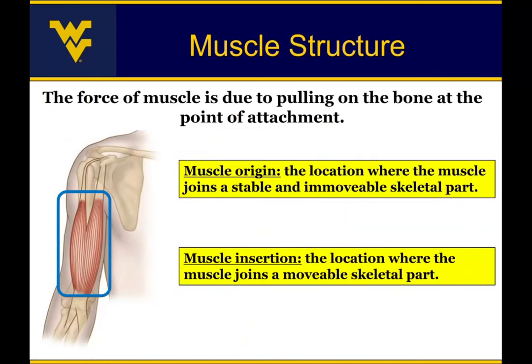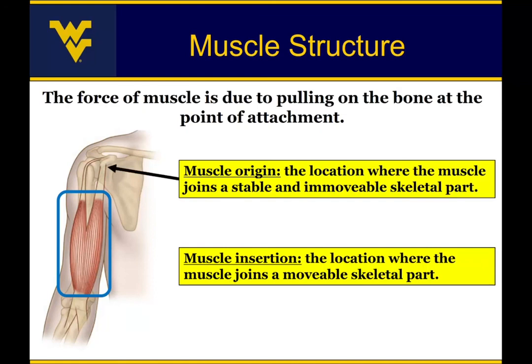On the left, we again see our biceps muscle. The biceps muscle is uniquely structured such that the fibers run the whole length of the skeletal muscle. The force of the muscle, in response to contraction of these fibers, is due to pulling on the bone at the points of attachment, and we have two attachments we can talk about.